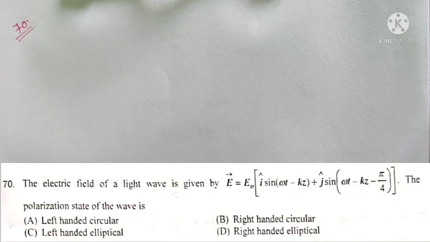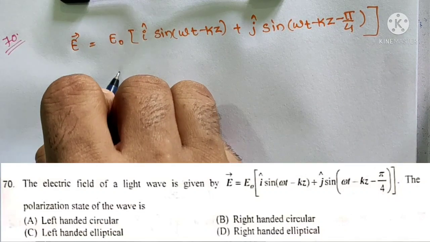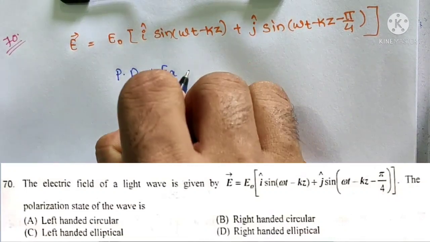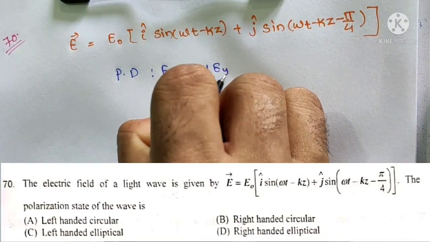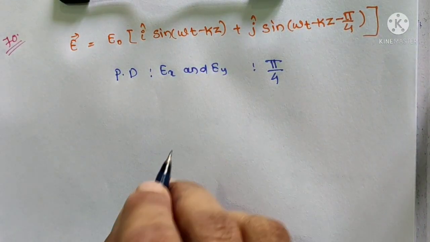Question number 70. The electric field of a light wave is given by this expression. The polarization state of the wave is? The electric field is given, and we have to find the polarization state of the wave. From the given expression, we can check that the phase difference between the x and y components of the electric field is pi by 4.